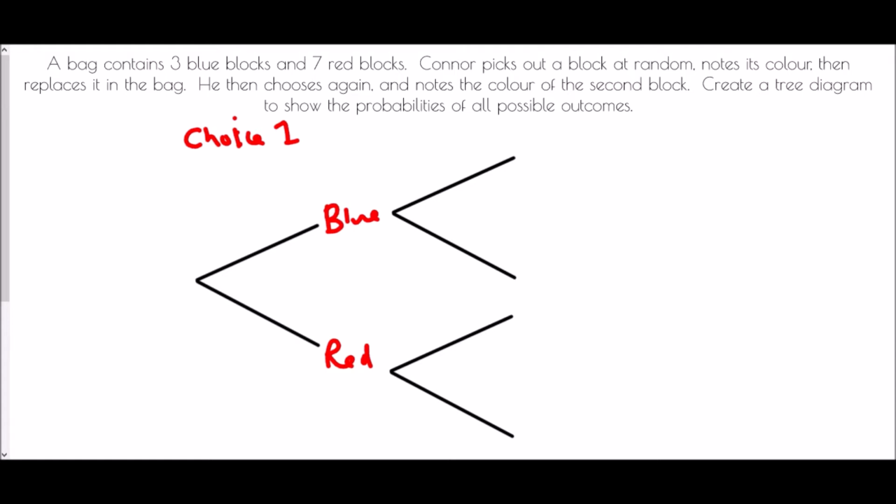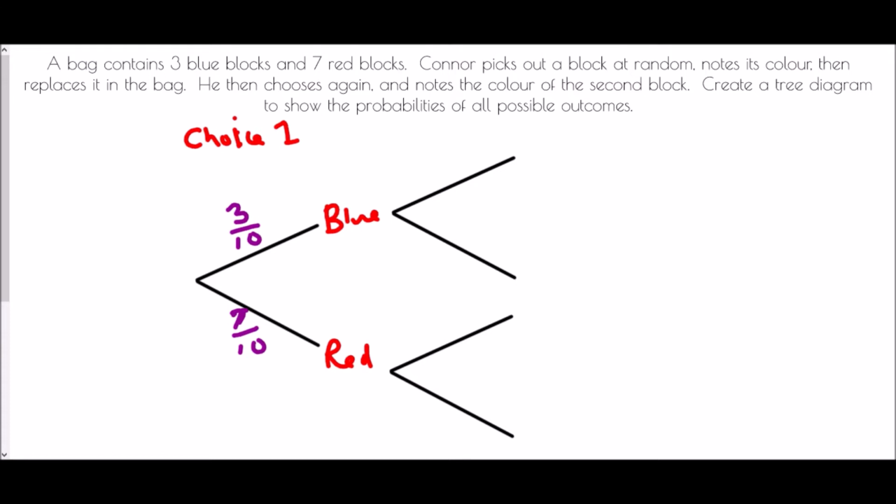Now the branches need to have a probability assigned to them, and this all comes from what was actually in the bag to begin with. So there were 3 blue blocks and 7 red blocks, so the probability that Connor would choose blue the first time would be 3 out of 10, because 3 blocks out of 10 were blue. The probability that he would choose red, well, that would be the rest. It would be 7 out of 10. Now, it is important that these 2 probabilities, the probabilities on the branches, should add up to 1.